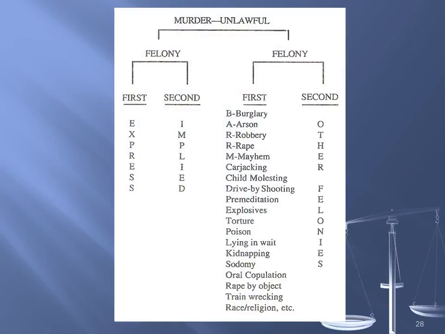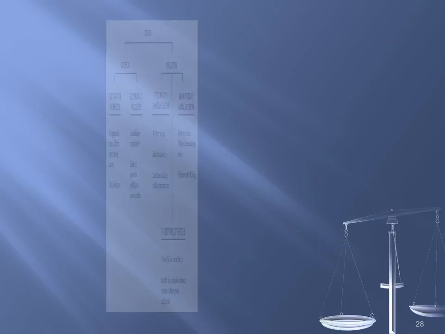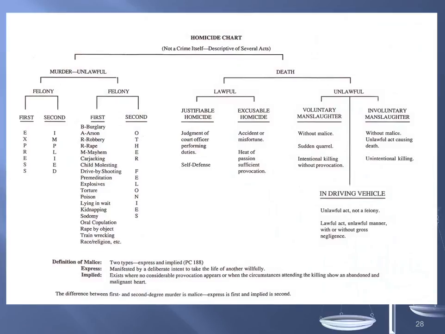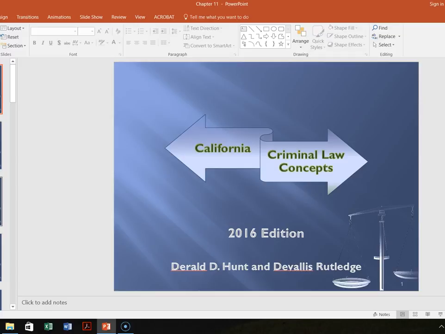And then here are smaller little cheat sheets that you can look at if you don't want it all on one page. So hopefully that helps you get through the fear of all of those terms. So that's going to be it for Chapter 11, homicide.